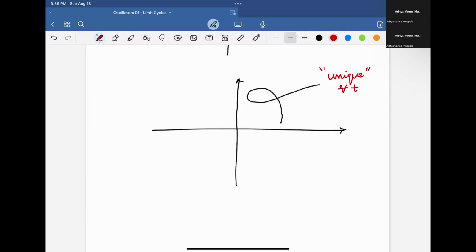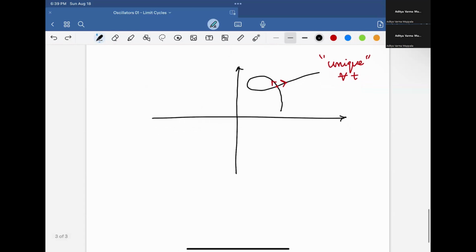So it needs to be unique for all time, which means at a specific time, if you're here, now it has two solutions. It can go this way and this way, and that breaks uniqueness, right? So that's why, in phase space, you have some nice looking curves that cannot intersect each other.